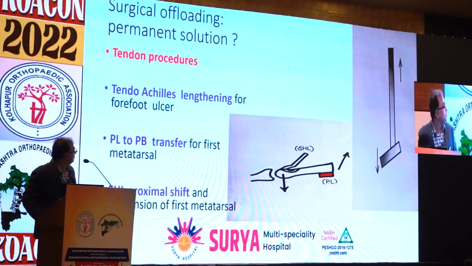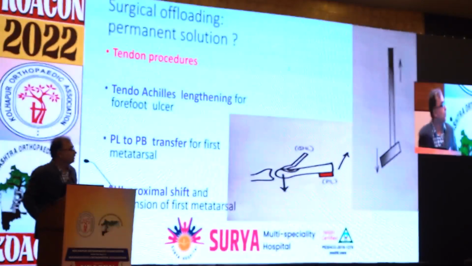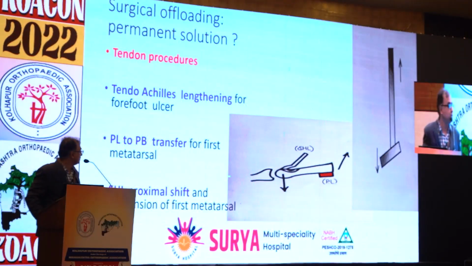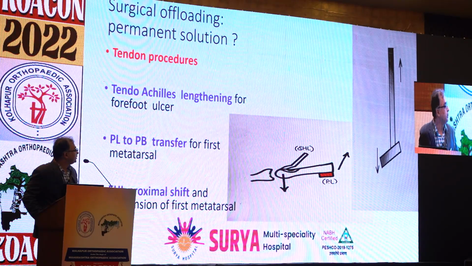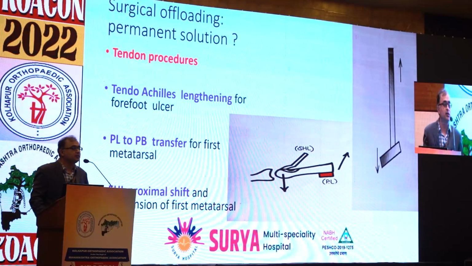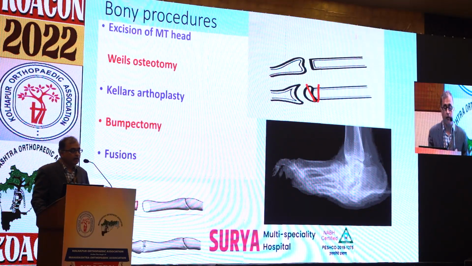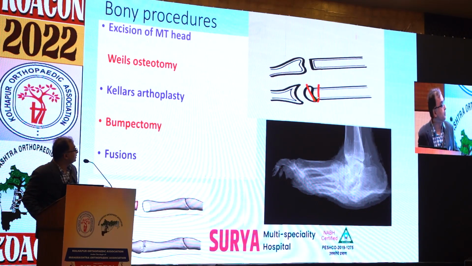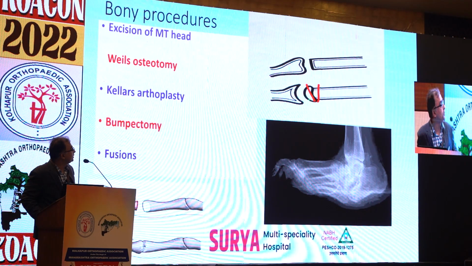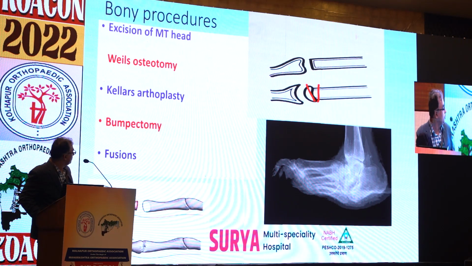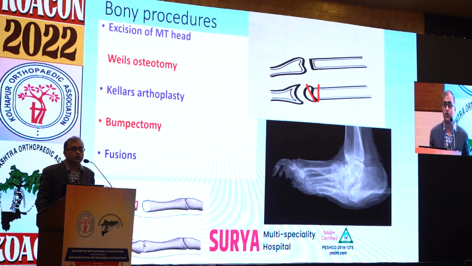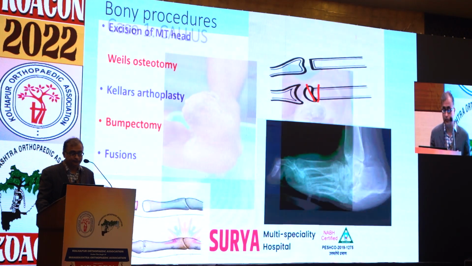Then peroneus longus to brevis transfer for patients who have ulcers under the hallux, and EHL proximal shift towards the first metatarsal causing the tenosuspension. So these mechanisms might be helpful in the tendon procedures. While excision of the metatarsal heads, the modified Weil's osteotomies where the metatarsal head is rotated in the opposite direction, Keller arthroplasty for the first ray, bumpectomies and the fusions for the Charcot and complicated foot.